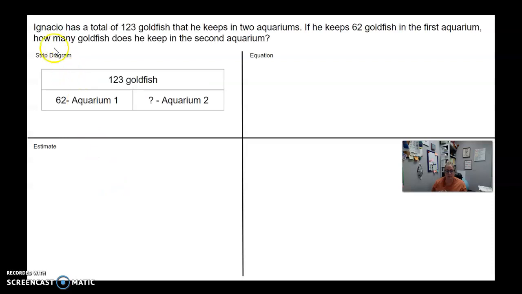The final question says Ignacio has a total of 123 goldfish that he keeps in 2 aquariums. If he keeps 62 goldfish in the first aquarium, how many goldfish does he keep in the second aquarium? Now again, I went ahead and drew your strip diagram for you, and you are going to do your equation here and your estimate here.